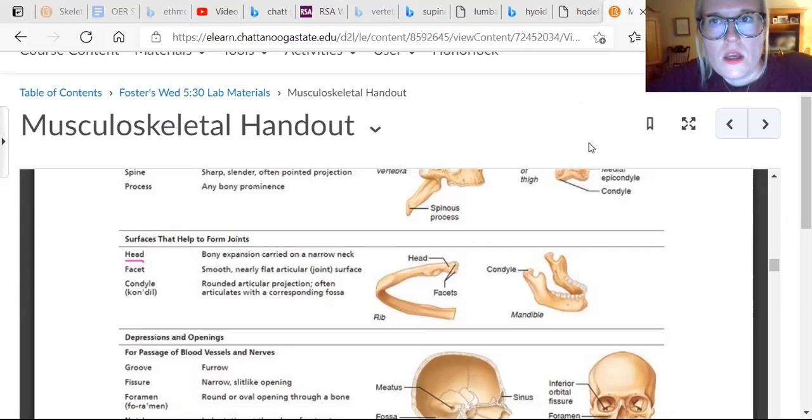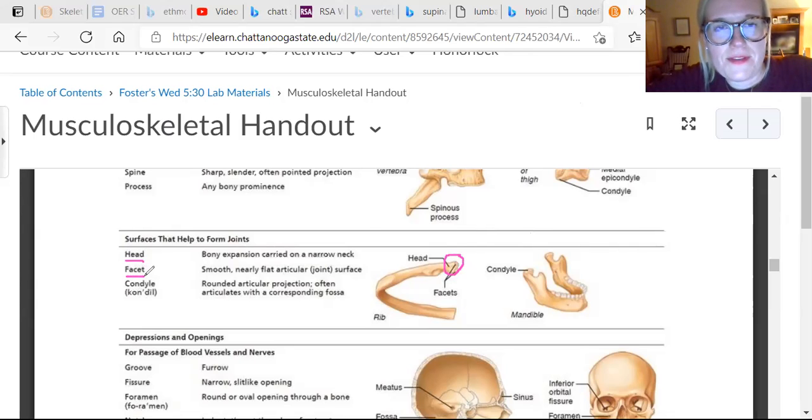All right. So head, like here's the head of the bone. I've got an example above too. This is not a perfect example. There's a head up top. I'm going to move back up in a second and show it to you.